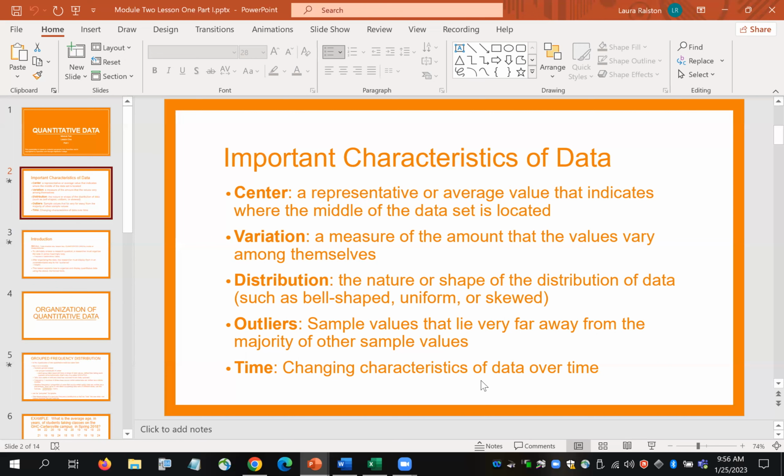Variation is a measurement of how much the data values differ or vary among themselves, but we can also see how they vary from data set to data set.